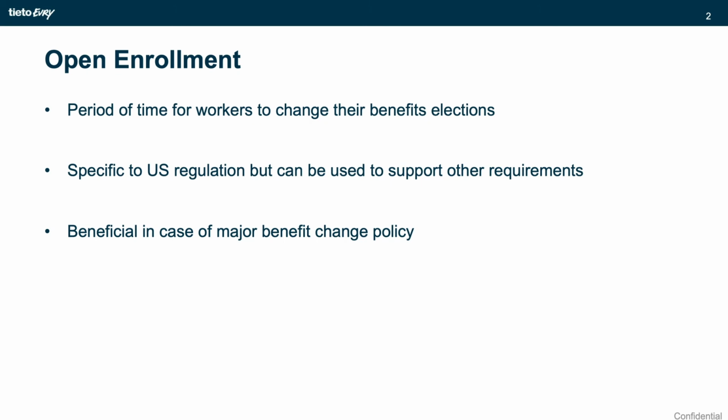The concept itself is specific to US benefits regulation, but it can be used to support other benefit requirements as needed, as for example meal vouchers, yearly gym card, car benefits, and so on. It is also used in case of major change in the benefit programs. Companies may wish to have active open enrollment where employees can make new elections to current benefit plans and also new benefit plans.